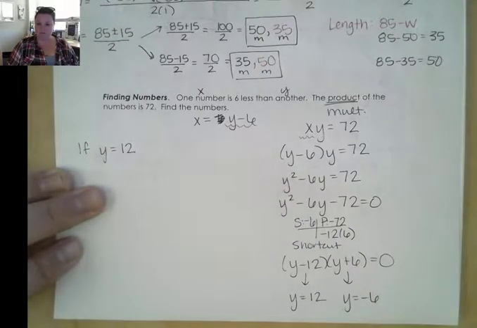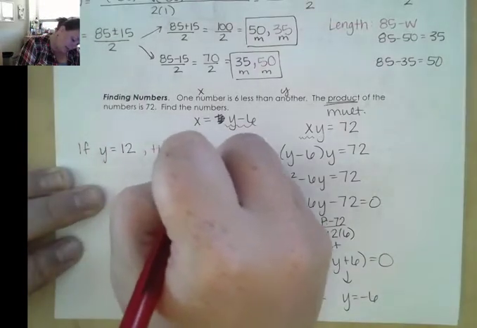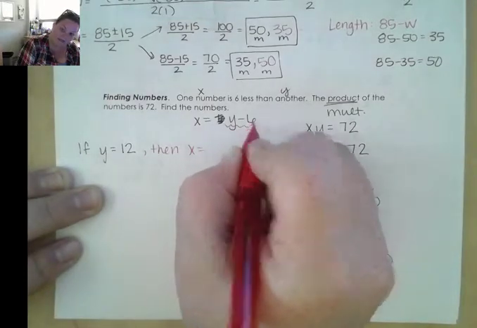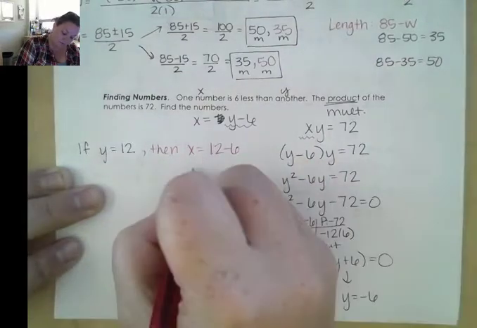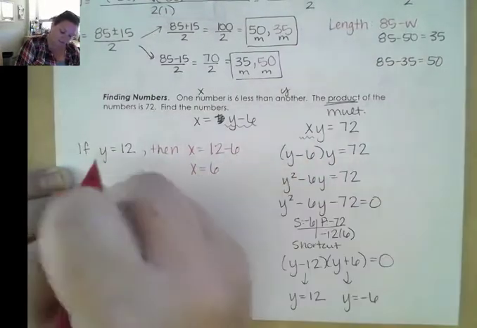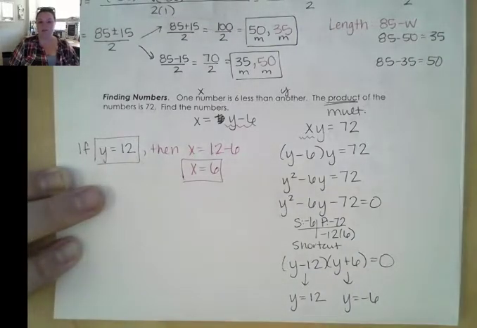If y equals 12, then x equals 12 minus 6, right? Just plugging it back in. 12 minus 6, which means x equals 6. So here's one pairing, right? If y equals 12, then x equals 6.